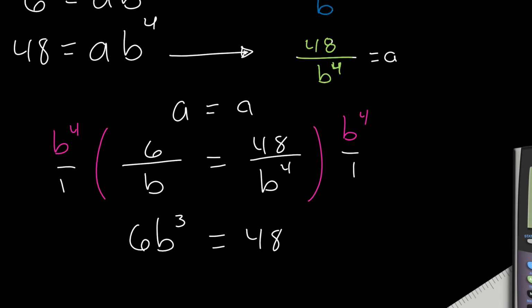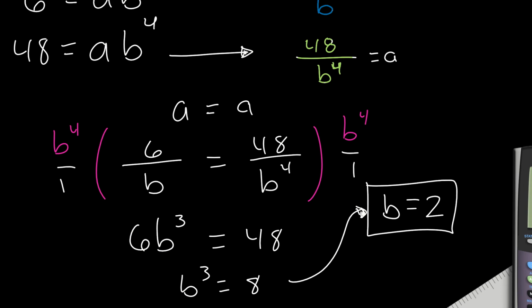If I divide by 6, I get b cubed is 48 divided by 6, which is 8, right? 6 times 8 is 48. That's one of the few cubes I know. I know 2 times 2 times 2 is 8, right? 2 times 2 is 4, times 2 is 8. So that means that b is 2.